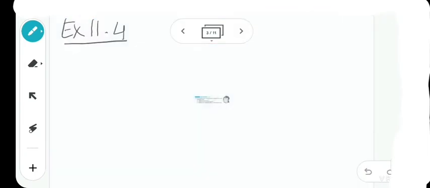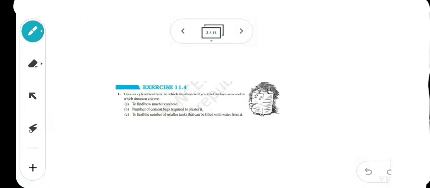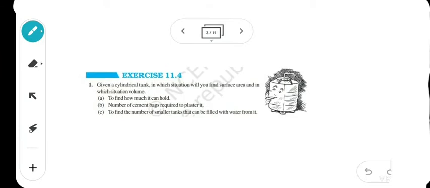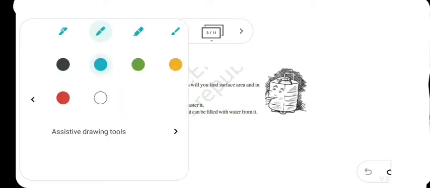Now let's do questions from the book. Now exercise 11.4, first question. Given a cylindrical tank, in which situation will you find surface area and in which situation volume? Now we are given here 3 situations. We have to think and tell in which situation we have to calculate surface area and in which case we have to calculate volume. Now first case, to find how much it can hold.